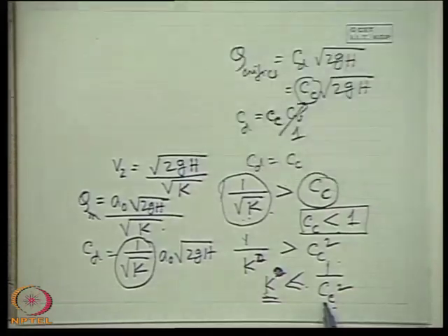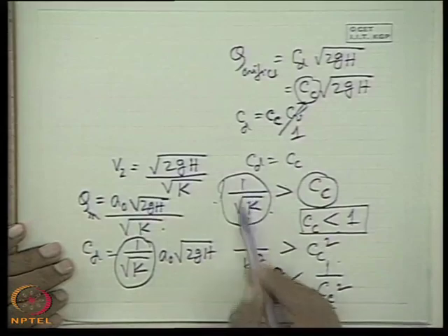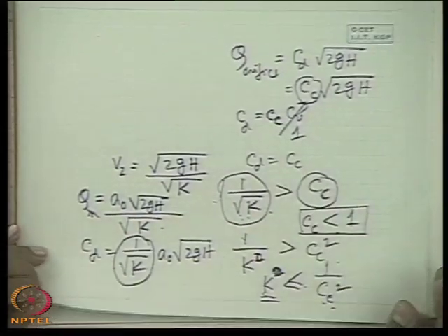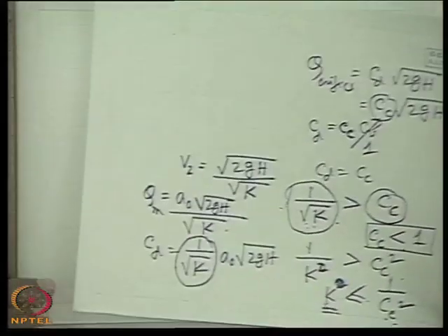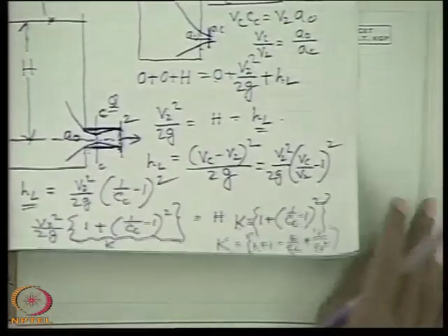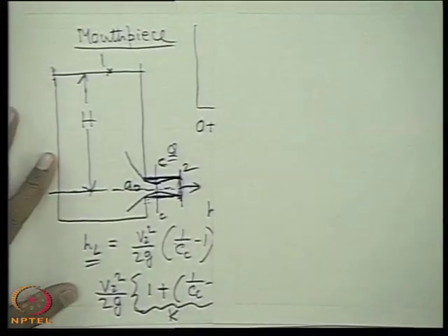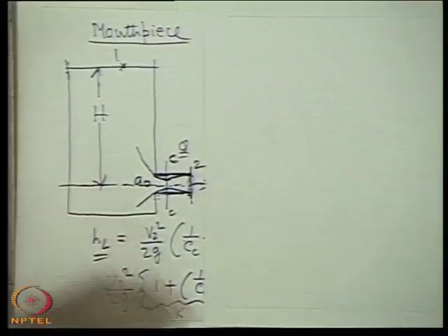So this proof is not given in my book, but I have written it exclusively: for all values of CC less than 1, this one. So this is proof that the mouthpiece enhances the discharge rate. Any question, please? I think this is so simple. Now, one dangerous thing is there. Can you tell me what is the dangerous thing?